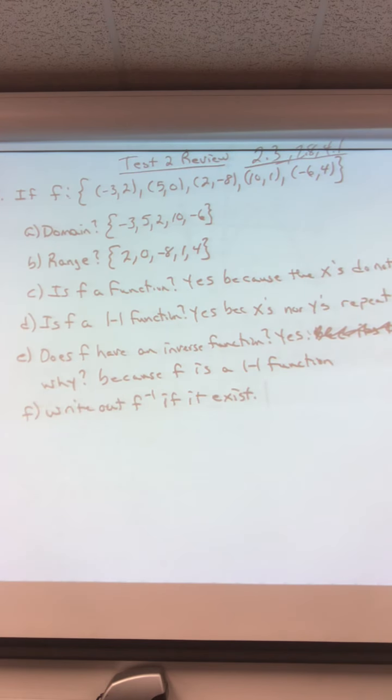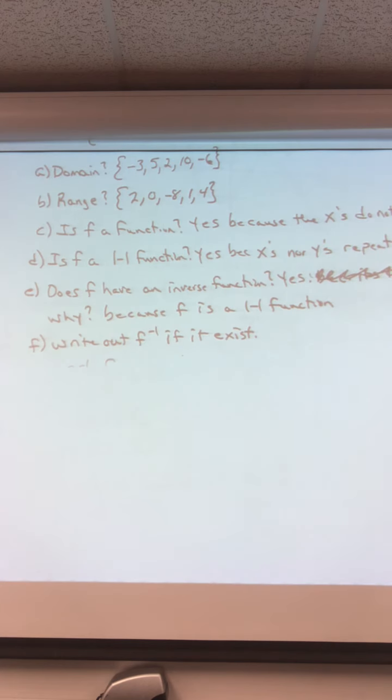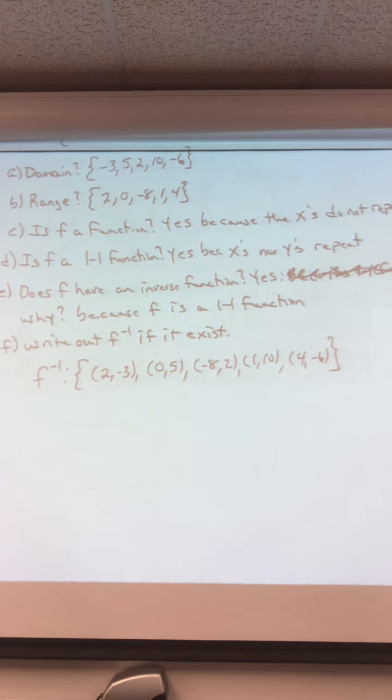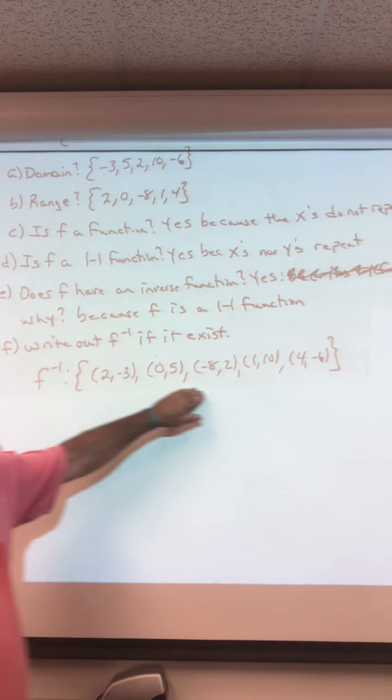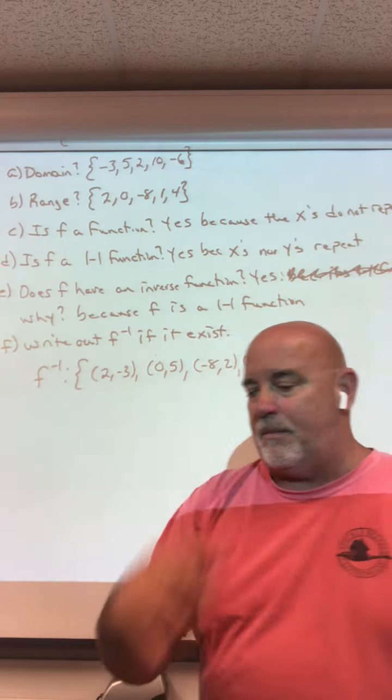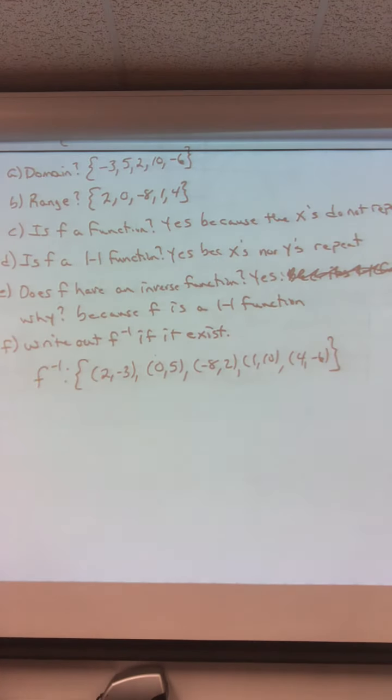Now, write out the inverse. Well, we talked about how to do that. To write out the inverse, what do you do? You just invert your ordered pairs. Your ordered pairs from the original, you just invert them, flip them over. You don't change the signs, you just flip them over.